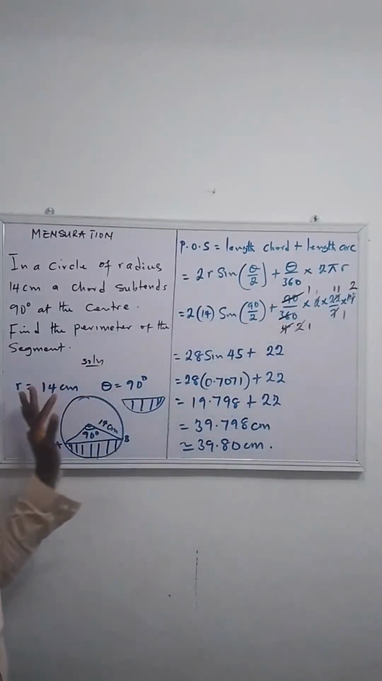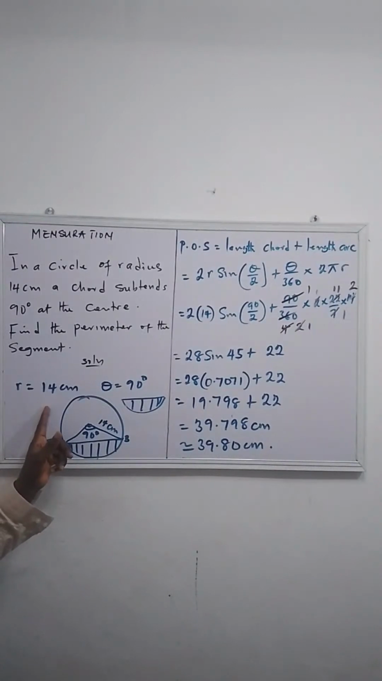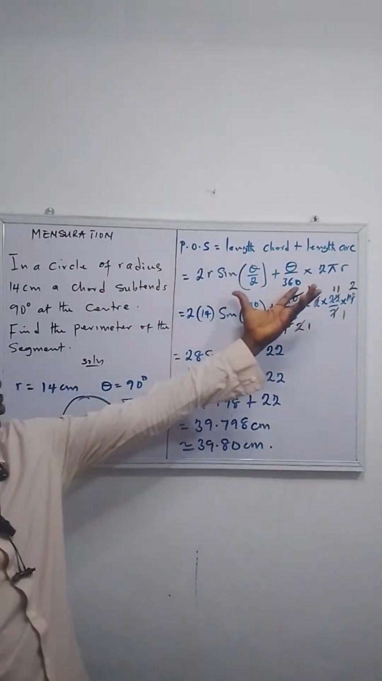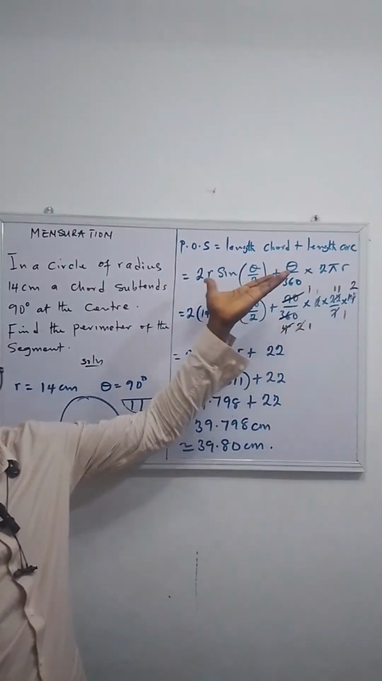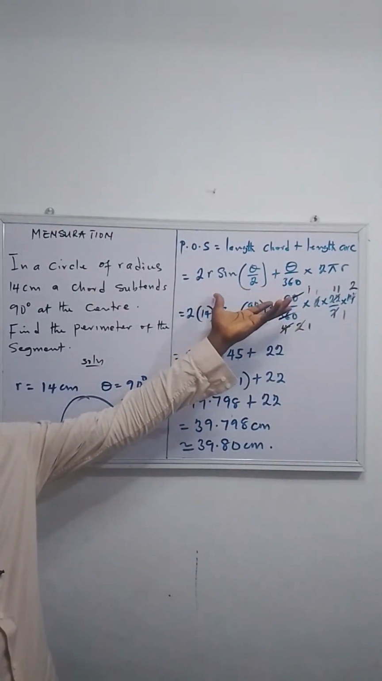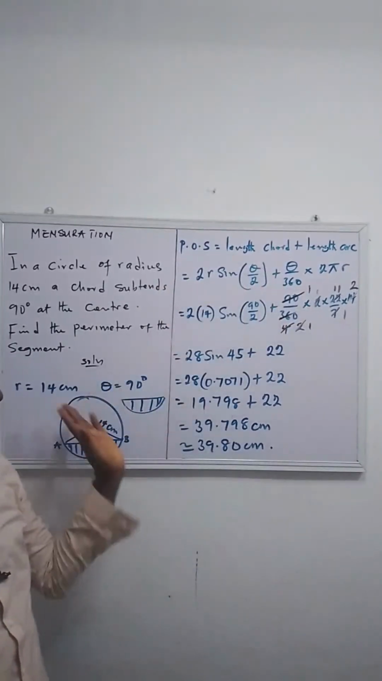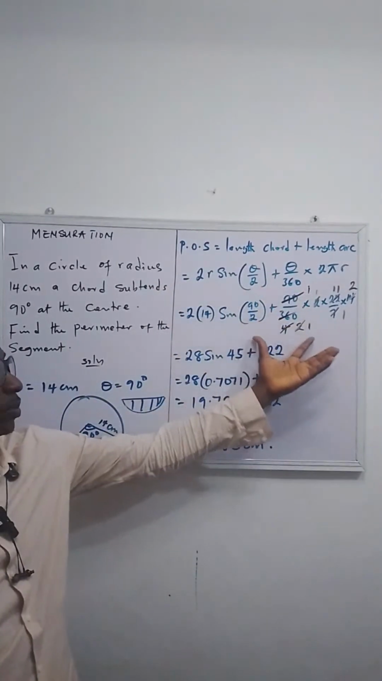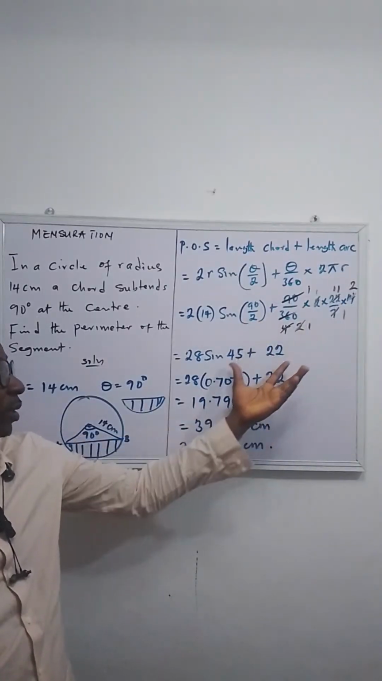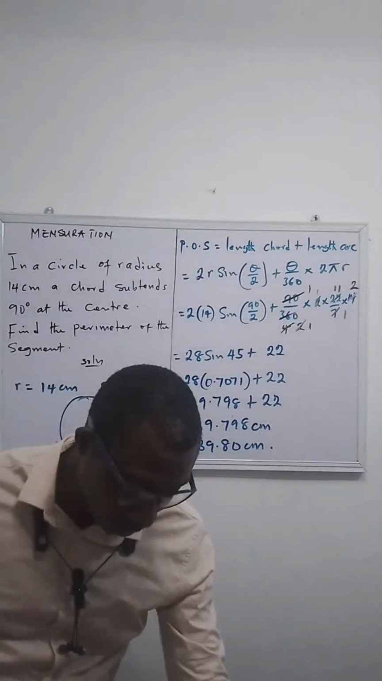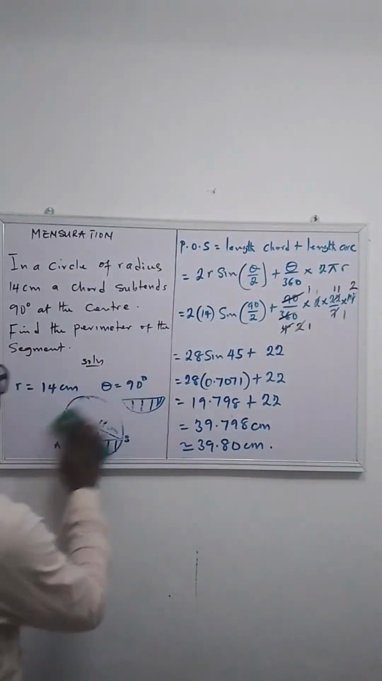So now in the question we are given the radius to be 14 centimeter, angle is 90 degrees. So you just plug it into this formula. Please, you are supposed to be familiar with this formula. So you plug these values into this formula and you simplify, which we have done, and then down you have this answer. Okay, so now let's move down to another question that looks like this.